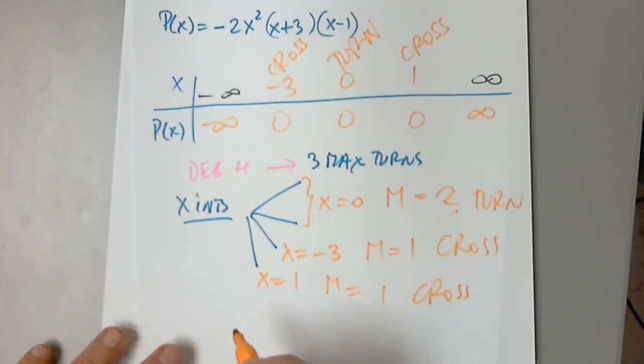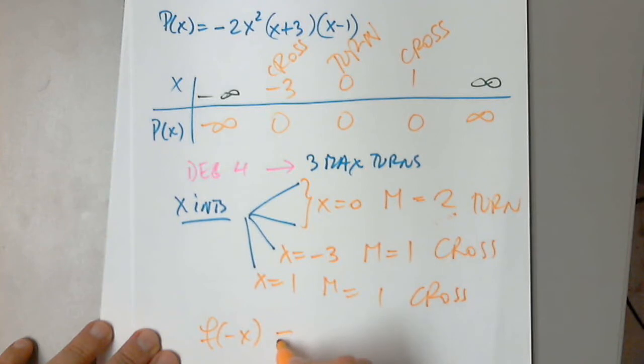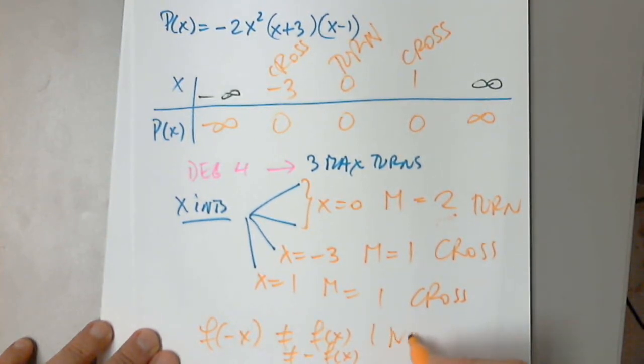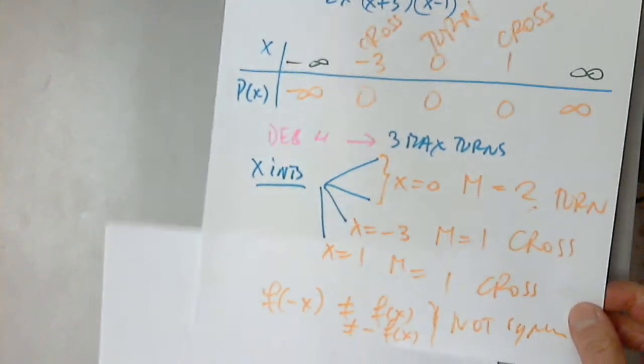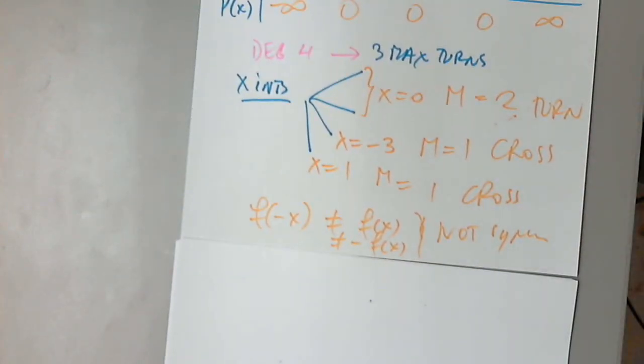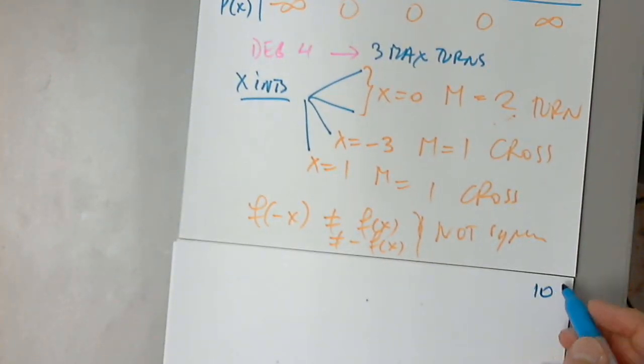Yeah, I have to write symmetry. F of negative x does not equal f of x, and it does not equal negative f of x. Not symmetric. I'm fine with that. Good. Does this function have asymptotes?